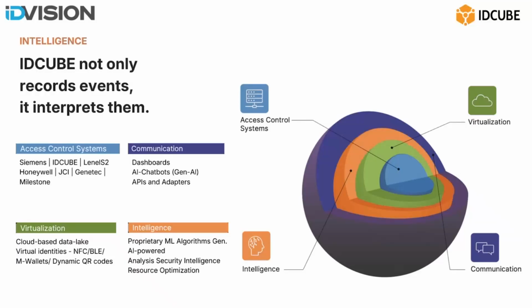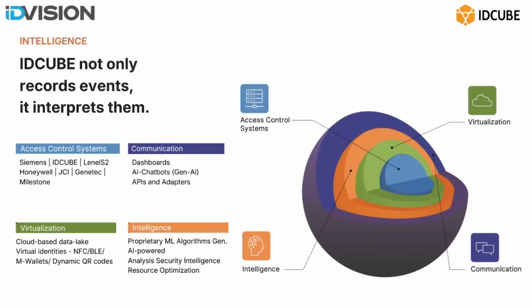So these are the four layers of intelligence. The first part is the access control system. So here, all of the data is collected from the access control. Whatever kind of logs are there and whatever kind of reports are there are collected from the access control system. Then the second layer is virtualization. Here you have your digital credentials and your digital environment like cloud solution.